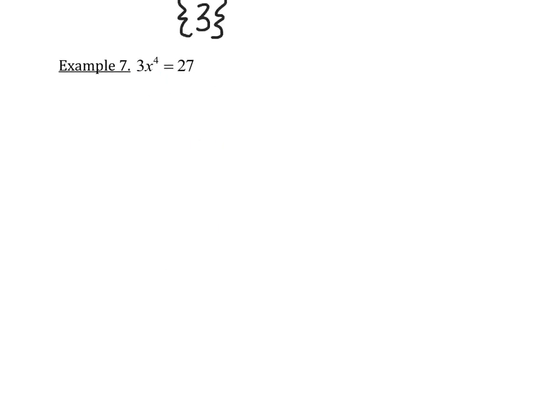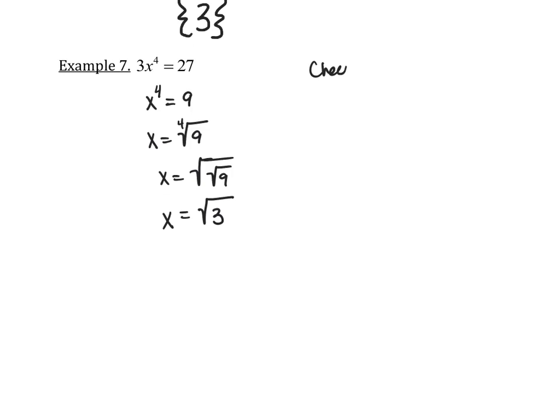Okay, the last example doesn't work out as nicely as the other ones, but we still use the same technique. So isolate the 4th power. X to the 4th is 9. So x would be the 4th root of 9. And we'll use the same trick we did on the last problem, which is to do the square root of the square root of 9. And the square root of 9 is 3, so that means my x is the square root of 3.